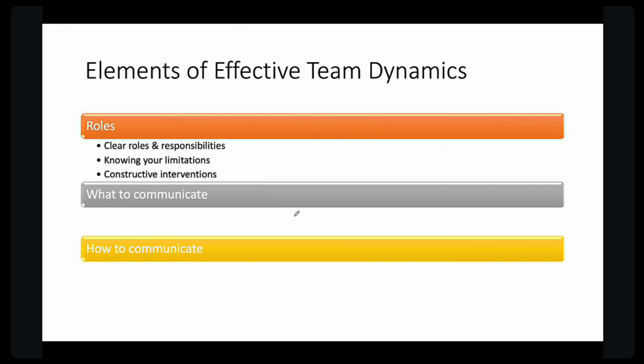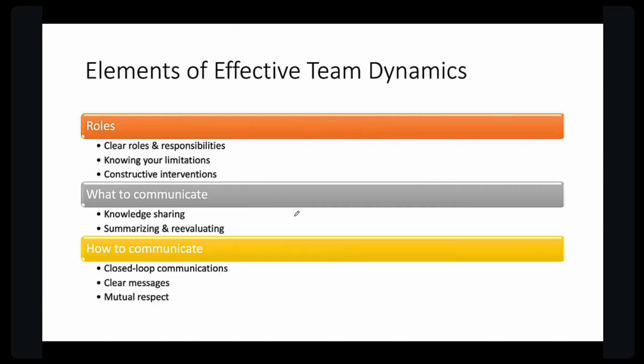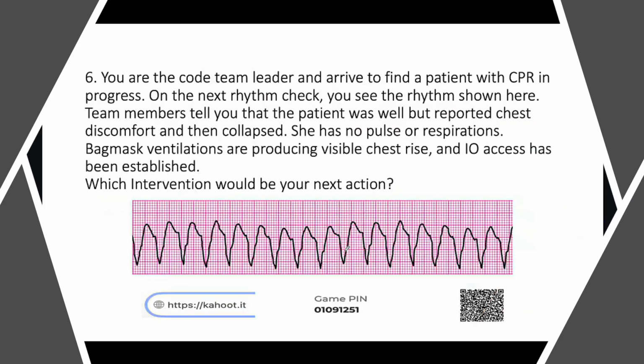Clear roles and responsibilities. Each member, the participant, even the team leader should know his or her limitations. There should be scope for constructive interventions. Okay. Now, what to communicate? There should be knowledge sharing. There should be frequent summarizing and re-evaluating so that the code progresses to a fruitful outcome. So how to communicate? You should know what closed loop communication is. Your messages should be clear, and you should also get trained to behave with mutual respect. We'll take one by one.